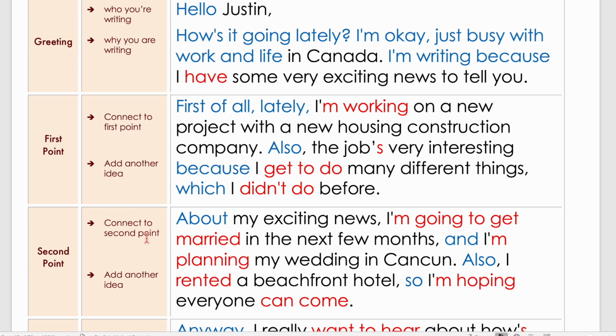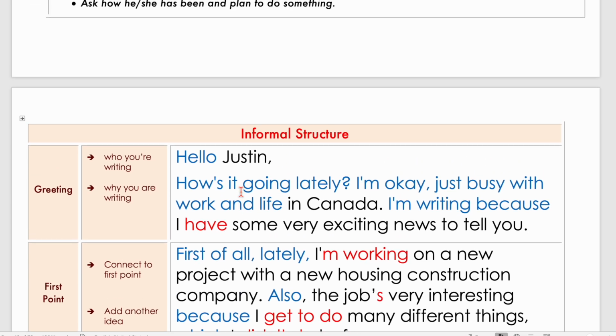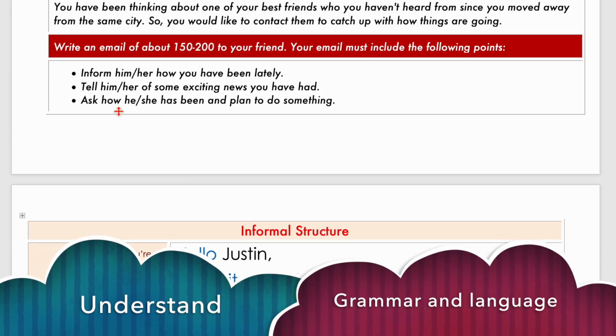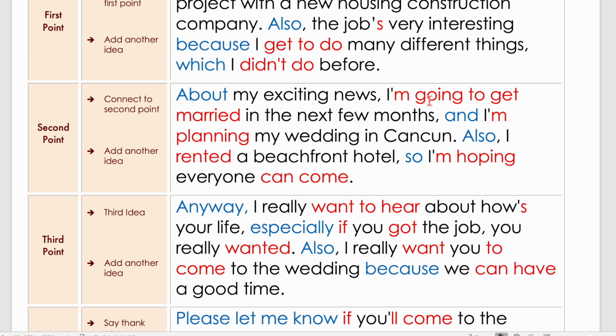Now, second point, connect to the second point and another idea. We need to read and understand how we organize the language. Tell him or her some exciting news you have had. About my exciting news, I'm going to get married in the next few months, and I'm planning my new wedding in Cancun. Also, I rented a beachfront hotel, so I'm hoping everyone can come. So we're reading and we're understanding the future, the ideas. How are we connecting sentences? With "and" "also." Very, very important to read and understand.